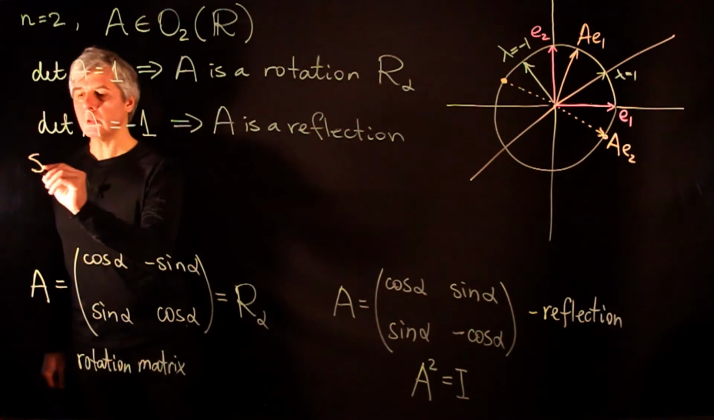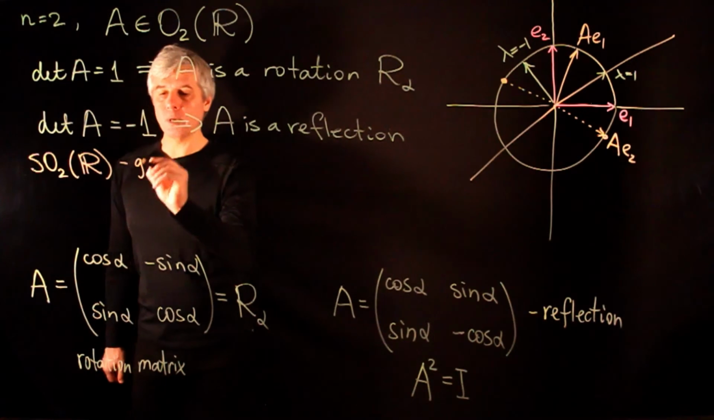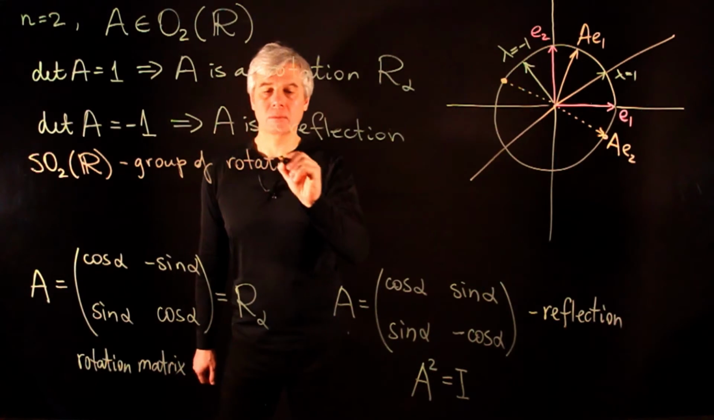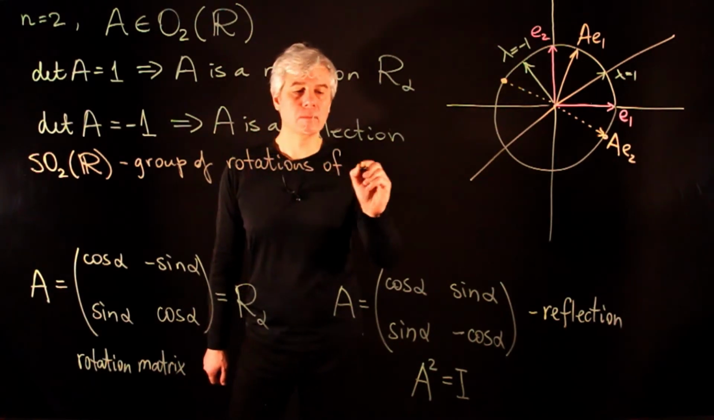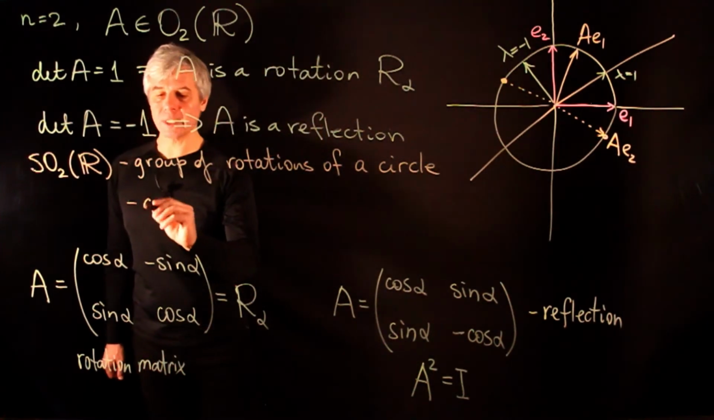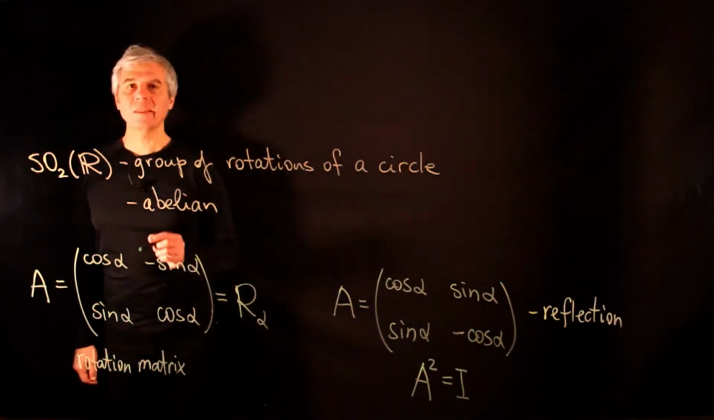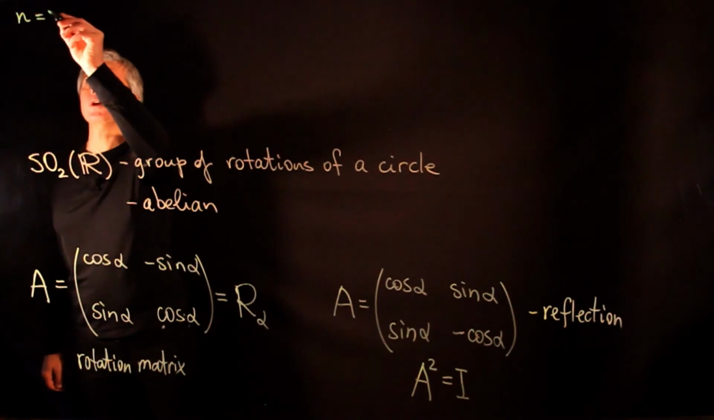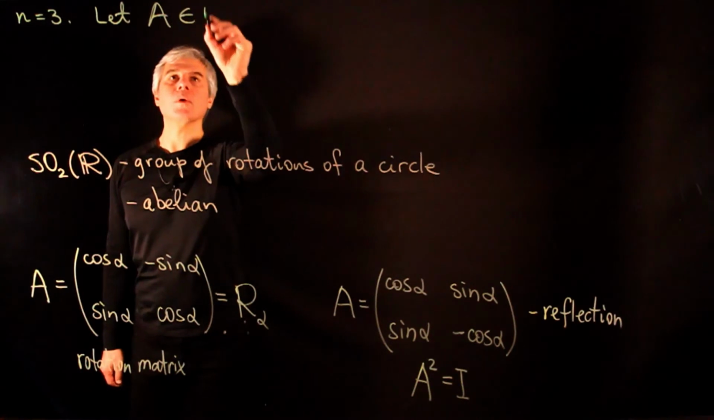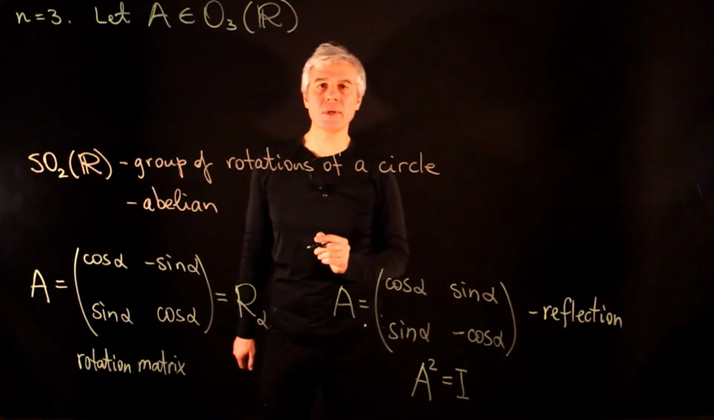The group SO2 is then interpreted as the group of rotations of a circle. And in particular, this group is abelian, since all rotations commute. Next, let us look at the three-dimensional situation. Let A belong to the group O3. That is an orthogonal transformation of a three-dimensional space.